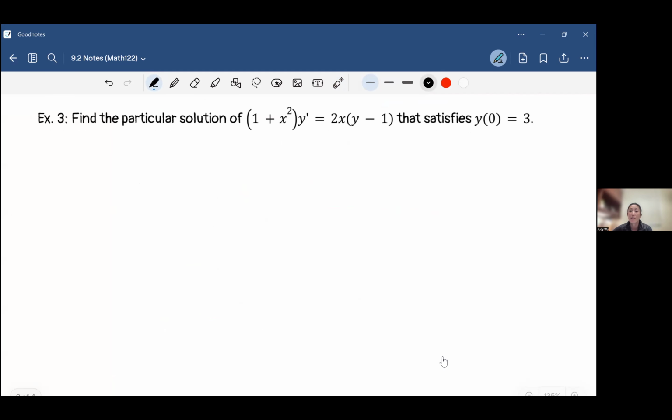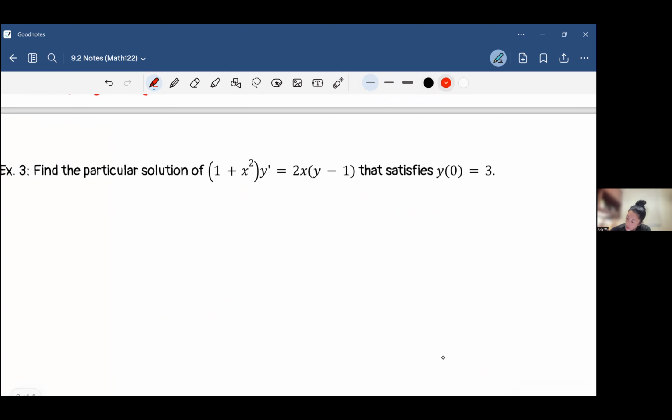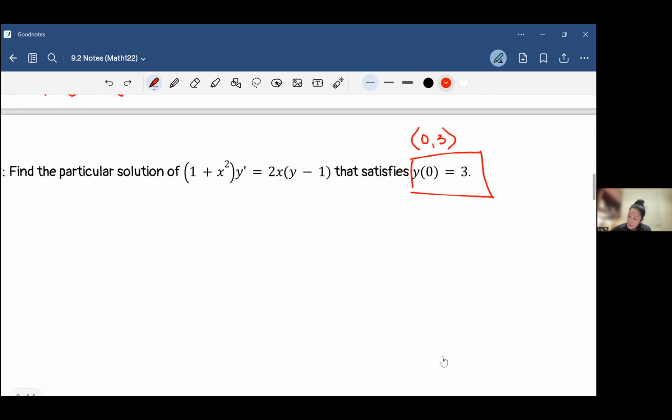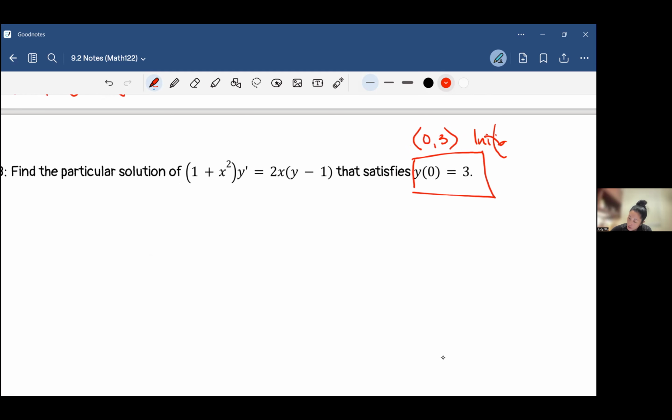So in this case, it says find the particular solution of 1 plus x squared y prime equals 2x y minus 1 that satisfies y of 0 equals 3. So this y of 0 equals 3 means that 0 comma 3 is our initial condition, just like we learned about in 5.3 and 9.1. Okay, what this means is at the end, we're not going to have a plus c, but we're actually going to find a number for that c.